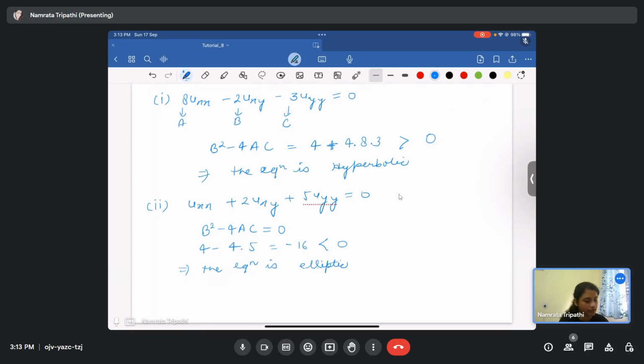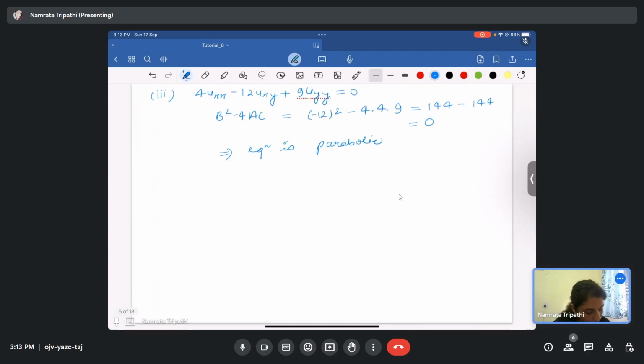Just check b square minus 4ac. If you get greater than 0, then you will say hyperbolic. If less than 0, then you will say elliptic. Similarly, if equal to 0, then you will say the equation is parabolic. Okay, next question.